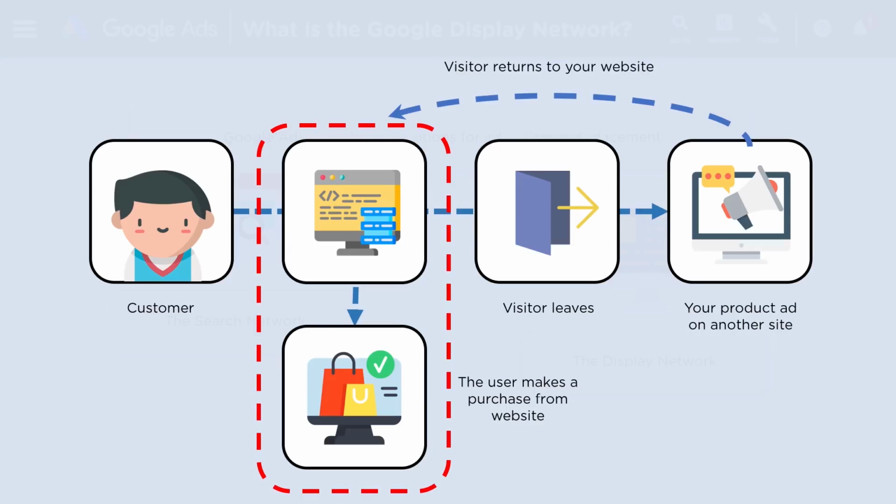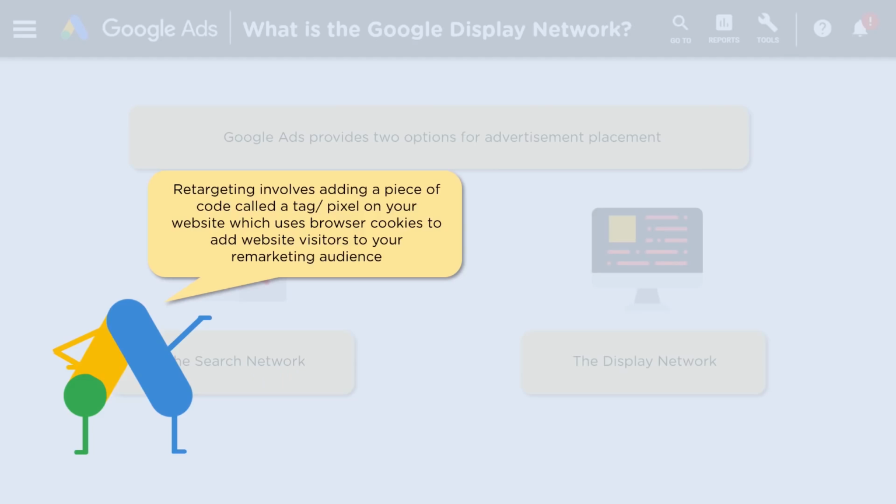You can reach people who have been to your site before. So let's take another look here. Retargeting revolves around adding a piece of code or pixel on your website, which uses browser cookies to add website visitors to your audience. Let me just summarize that for you.